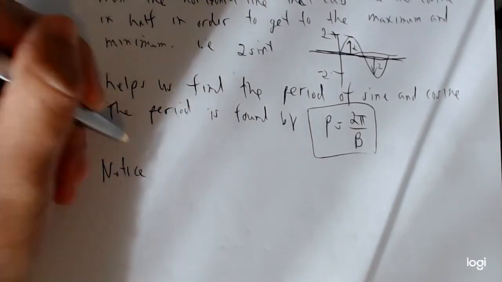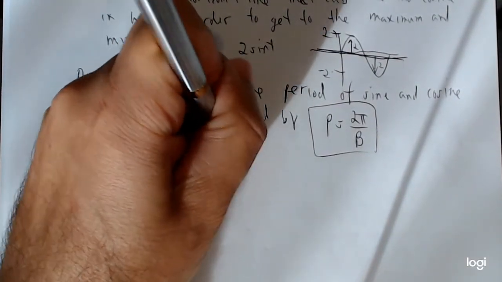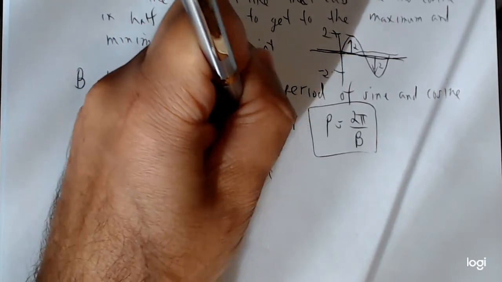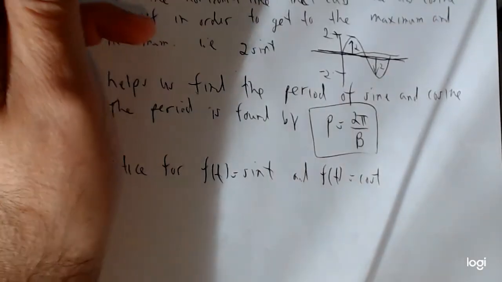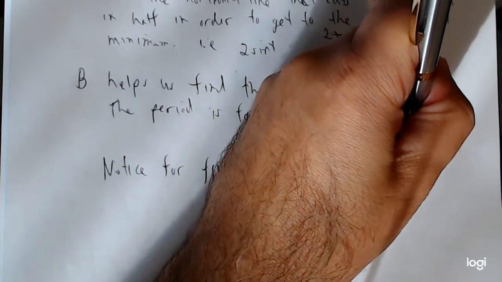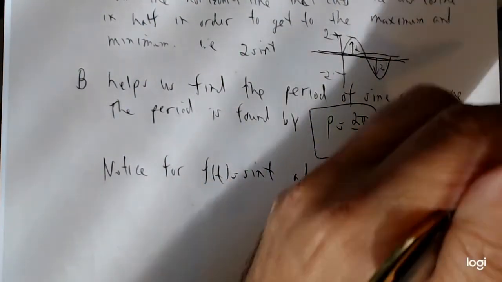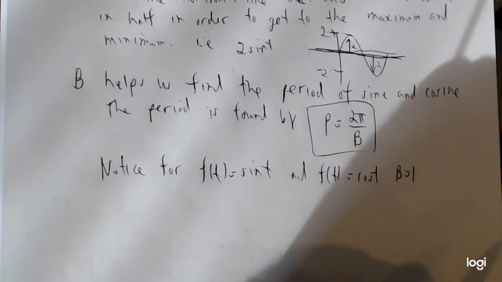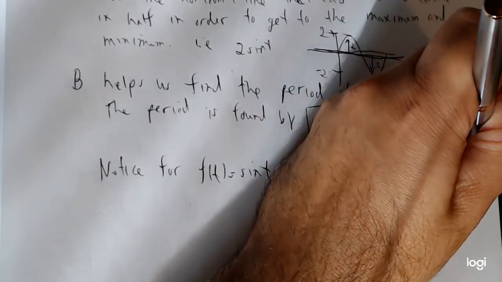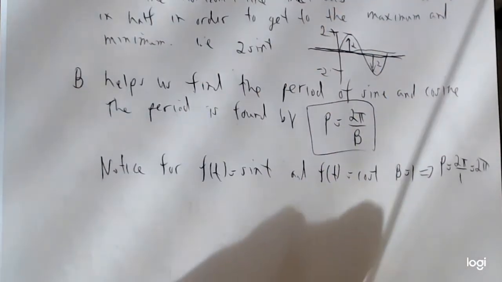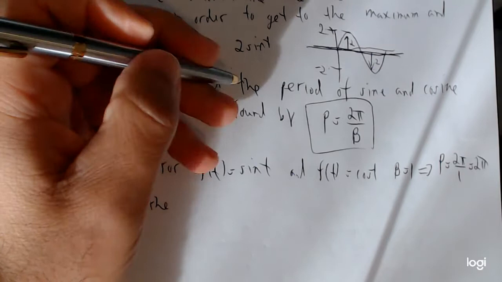So the comment I just made, we're going to write it down. So notice for f of t equals sine of t and f of t equals cosine of t, b equals 1, right? Because look, the number in front of this t, there's nothing there, which means we assume it's a 1. So if that's the case, b equals 1, this implies the period is 2 pi over 1, which is 2 pi.